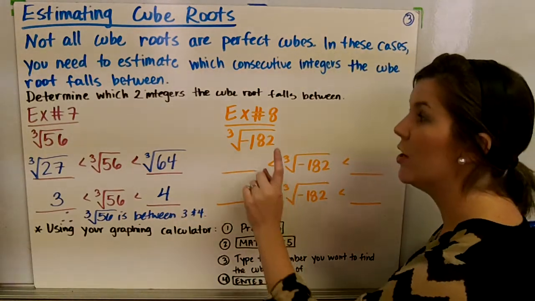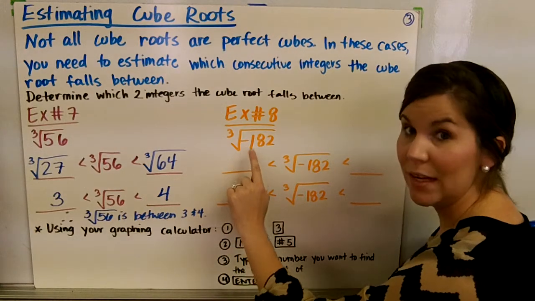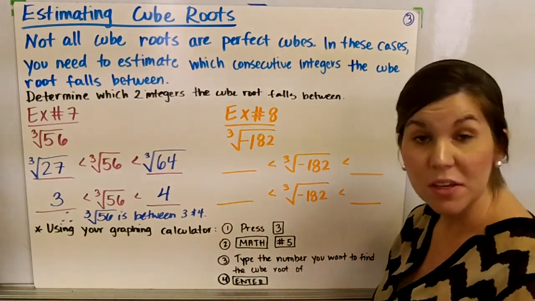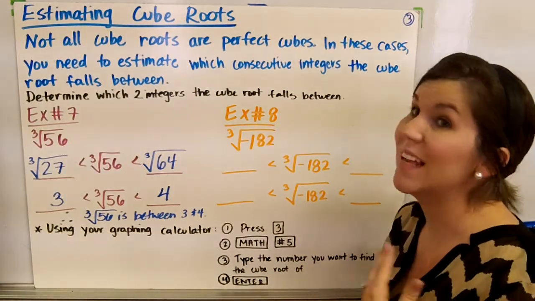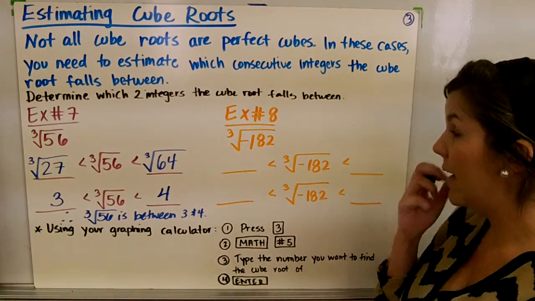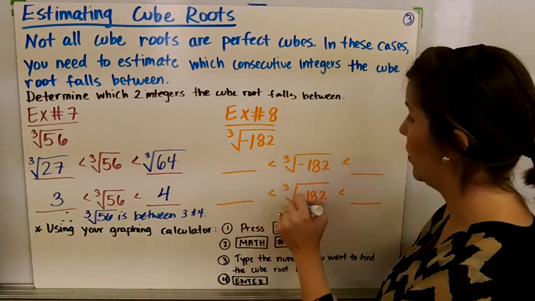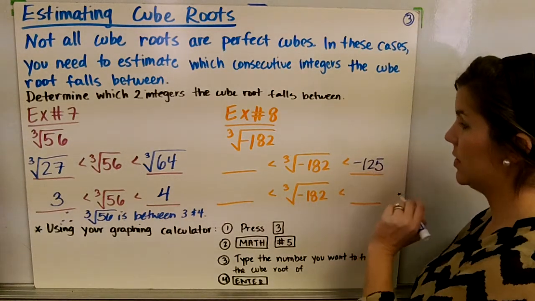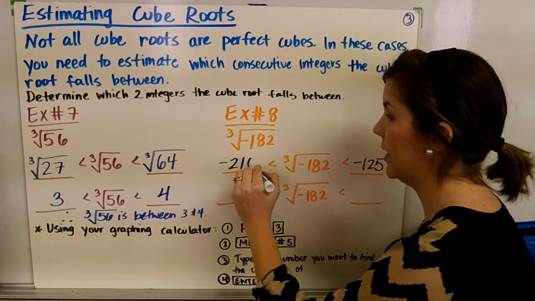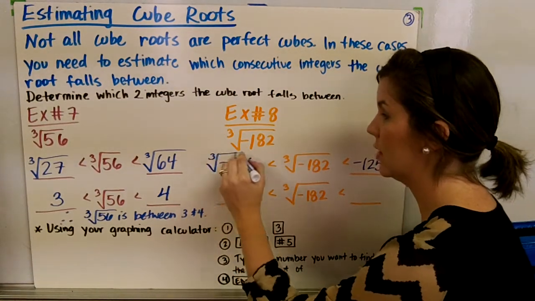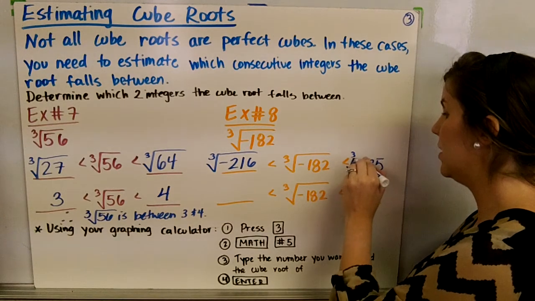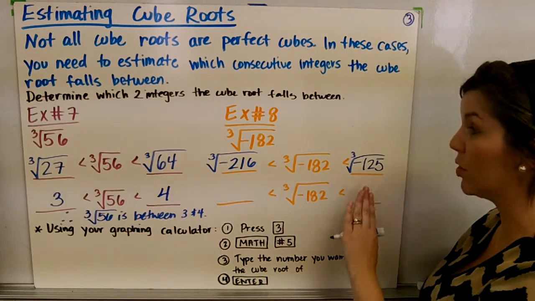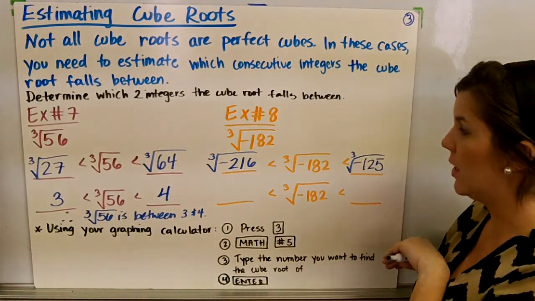Alright, we can do the same thing here. So the cube root of negative 182. So again, I'm thinking about my list, but I'm thinking of all those numbers as negatives. So negative 125 and negative 216. So the cube roots of these. And I wrote them in the reverse order because this is actually smaller and this one's bigger because they're negatives. Remember, the closer it is to 0, the bigger the number actually is.